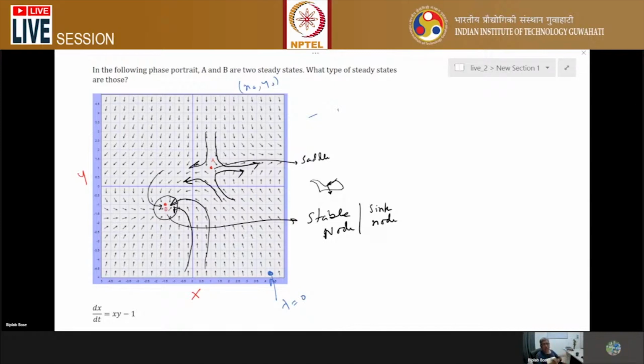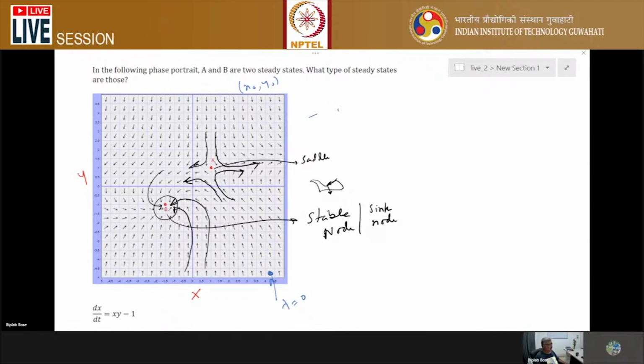This is a steady state. So this is a stable node or sink node. The system, if you start somewhere, it will come and collapse. I hope it is clear, but try to practice this type of question. This video of the live session will also be available to our online learners later on, as a recorded version. So come back to this question and try to answer.